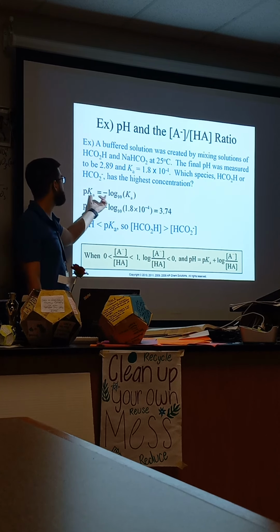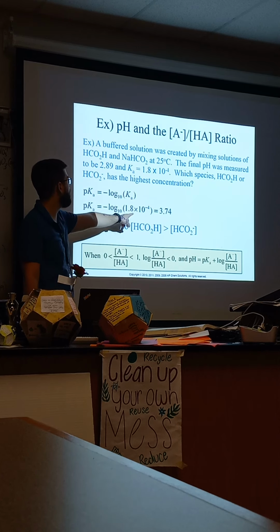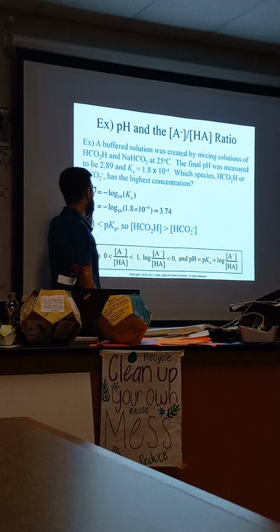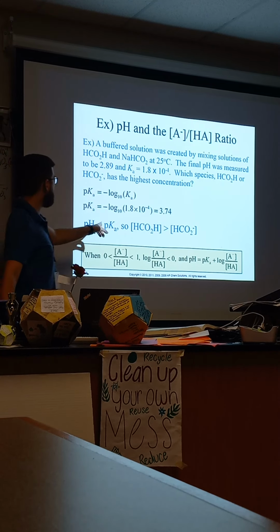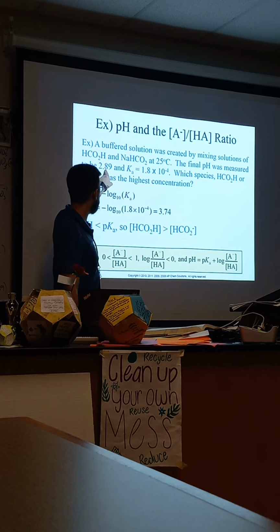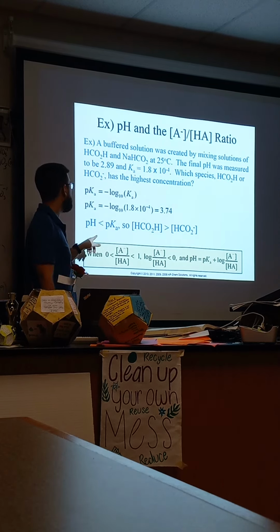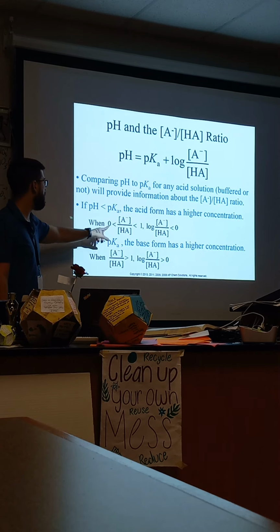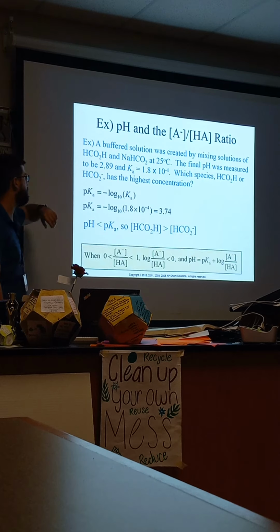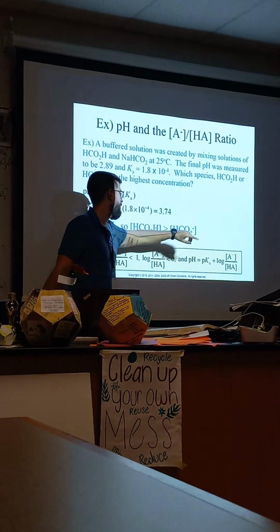So pKa is the negative log of Ka, so we'll take the negative log of 1.8 times 10 to the negative 4, we get 3.74. And so then the pH that we wanted, pH 2.89, is going to be less than pKa. So if we go by this slide right here, when pH is less than pKa, then the acid form has a higher concentration. So the acid form is higher.